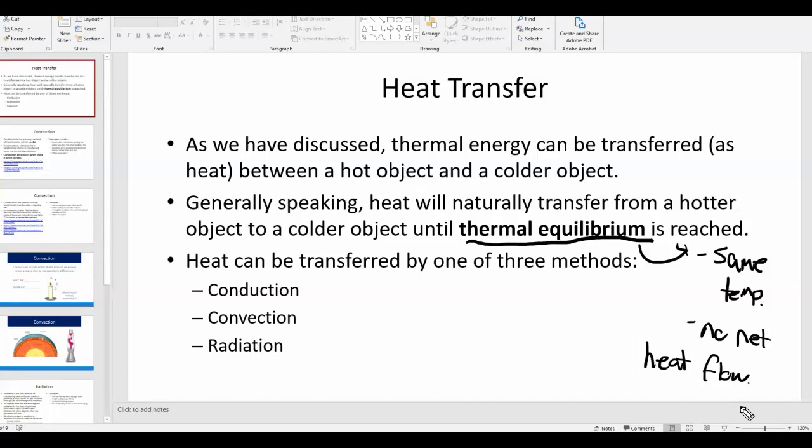And since room temperature is usually like 70 something degrees, we would describe that coffee as cold. It wouldn't really technically be cold. It would just be the same temperature as the room. So that's an example of thermal equilibrium.